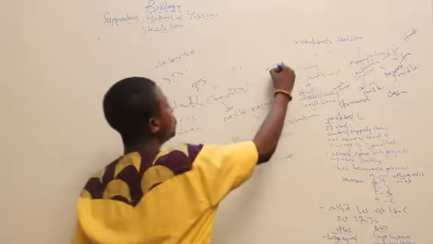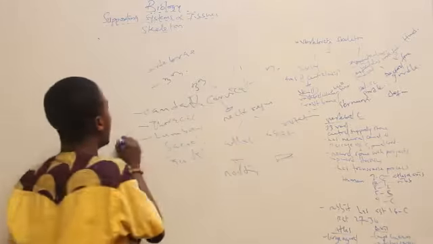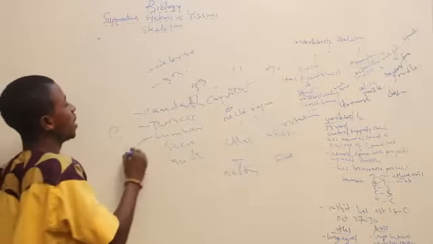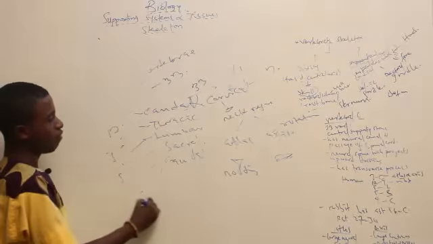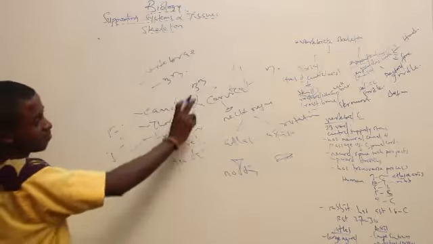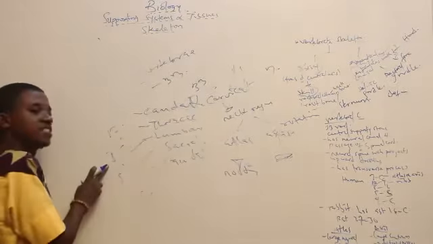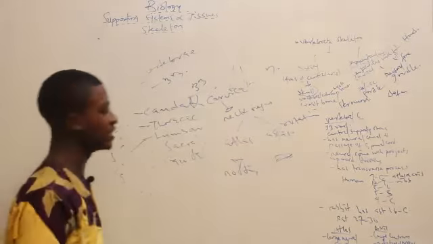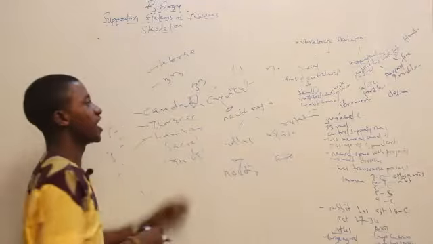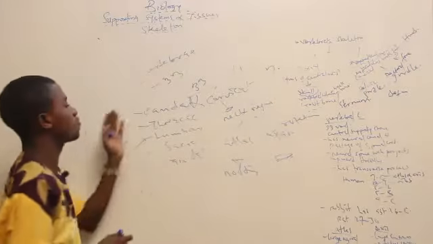And so we have 7 cervical vertebrae, 12 thoracic vertebrae, 5 lumbar, 5 sacral, and 4 caudal. So 7 plus 12 is 19, plus 5 is 24, plus 5 is 29, plus 4 is 33. Good, very correct. So we have 7 cervical, we have 12 thoracic.